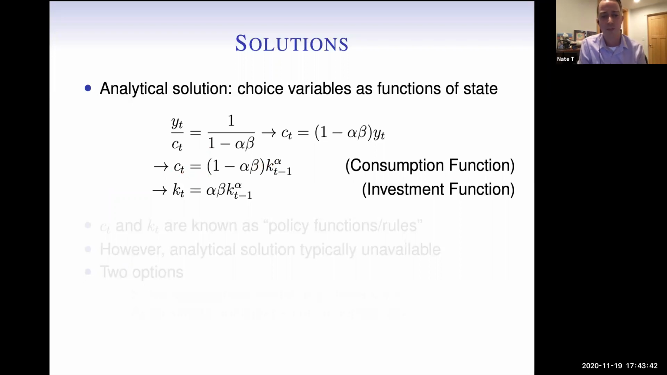And if you plug this into the budget constraint, you can also solve for investment. So investment today is equal to alpha beta times investment from yesterday to the alpha. So that's an investment function. So the solution to this dynamic model is actually a couple of functions: consumption and investment as a function of the state of previous investment. And this is what a solution looks like. It's choice variables as a function of state variables and parameters.